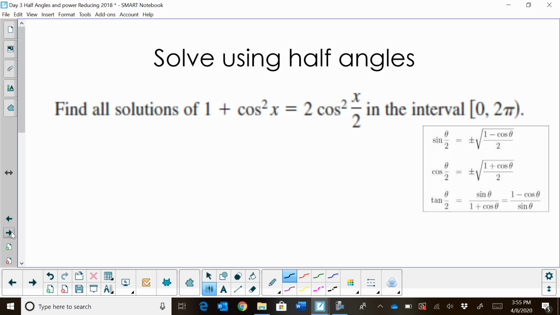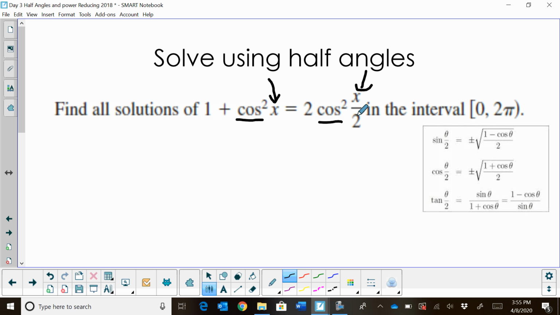Now let's look at a solve using half-angle formulas. Let's say we're going to find all the solutions of 1 plus cosine squared x is equal to 2 cosine squared x over 2 on the interval 0 to 2 pi. Well, this equation is kind of nice in that they're both in terms of cosine. But this one is a single angle and this is a half angle. We can't combine those because the angles are different.